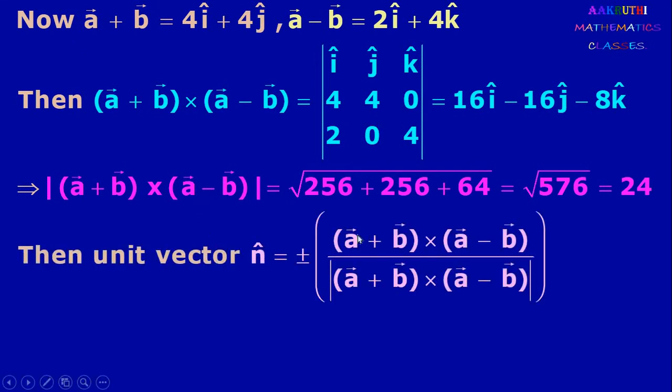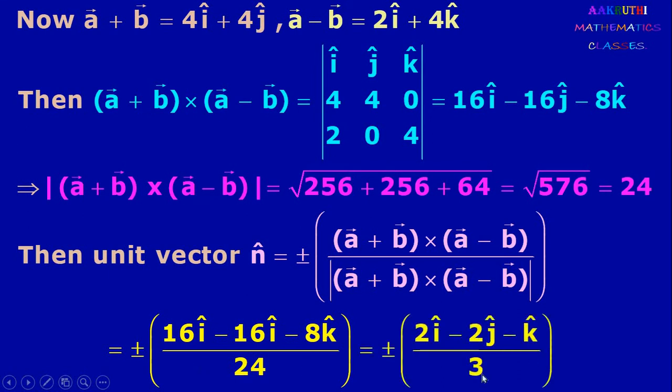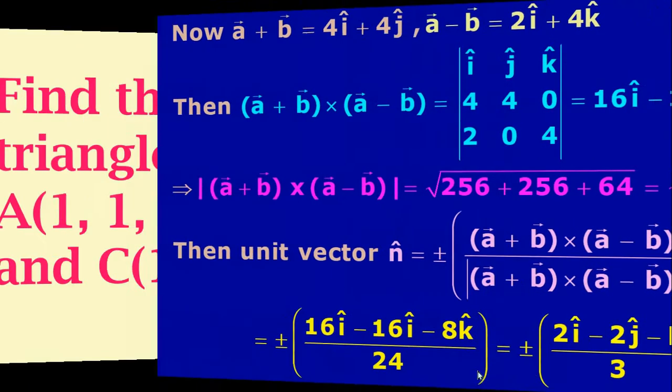Now here n cap is given by plus or minus (A plus B) cross (A minus B) divided by the magnitude of (A plus B) cross (A minus B). Now substitute all these values, we get n cap equal to plus or minus 16i minus 16j minus 8k divided by 24. We can take 8 common and simplify this, and we get plus or minus 2i minus 2j minus k divided by 3. Therefore the required vector is plus or minus 2i minus 2j minus k divided by 3.